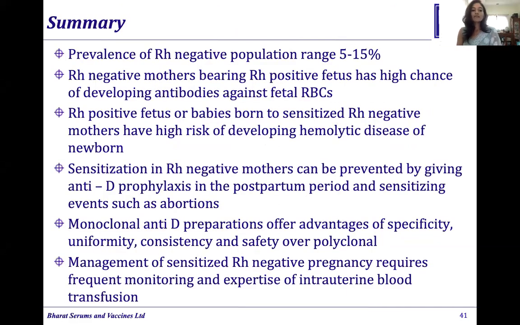So just to summarize, prevalence of Rh negative population ranges anywhere between 5 to 15%. Rh positive babies of a sensitized Rh negative mother are at high risk of developing HDN. Interesting thing is that none of these fetuses are ever born with jaundice. They just develop jaundice rapidly within the next 24 hours because of the beautiful organ that placenta is. It provides for what is needed, it scavenges for what is not needed, and takes care of whatever is toxic to the baby, including the bilirubin.